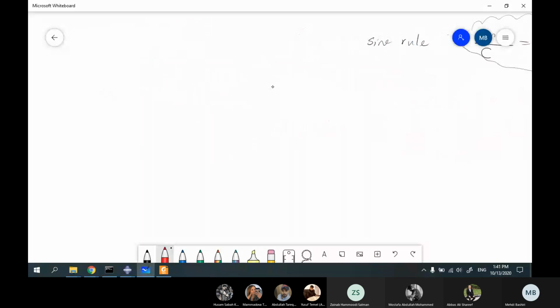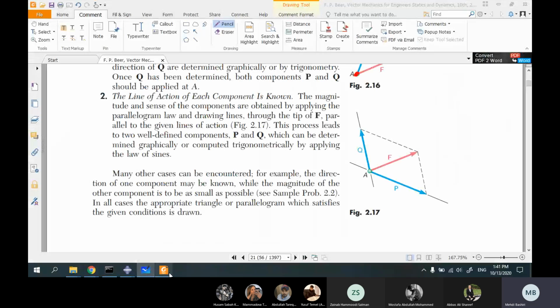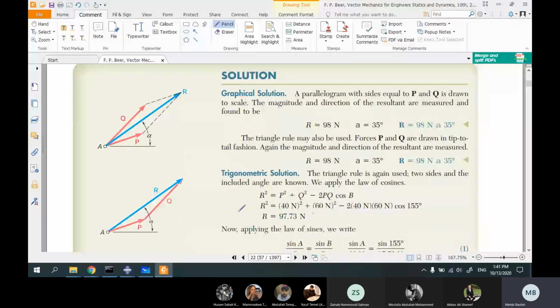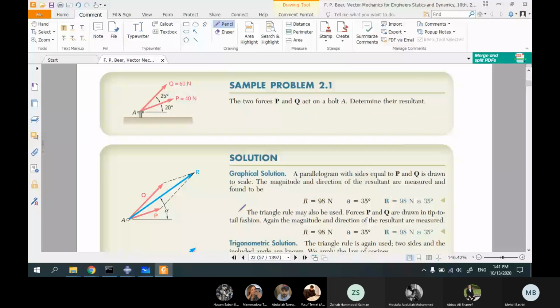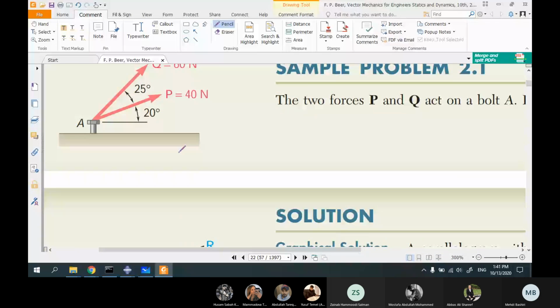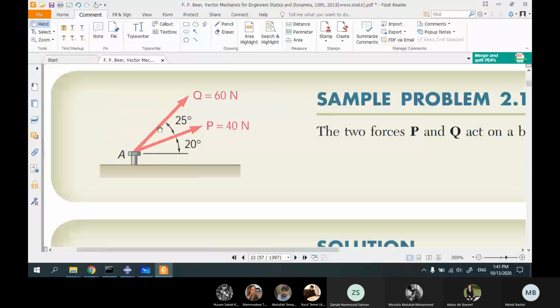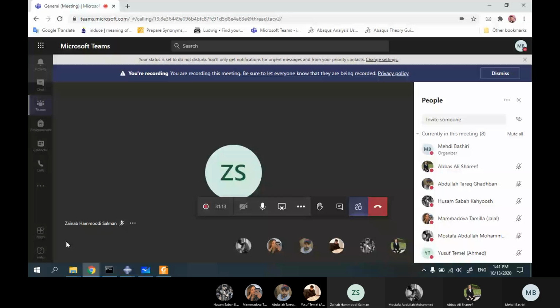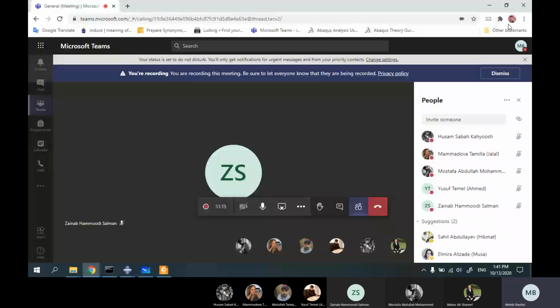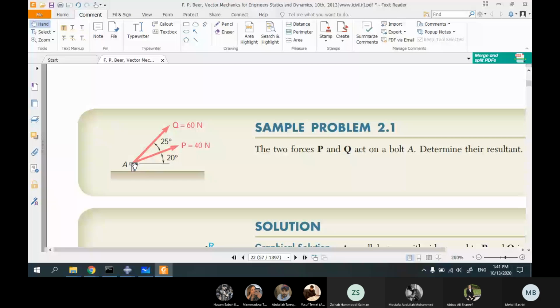Okay, let's get back. Let me show you a couple of examples. For example, this one, I'm going to solve this one. For example, we have a bolt here subjected to P and Q. One of them has the magnitude of 60 newton, the other one has the magnitude of 40 newton.